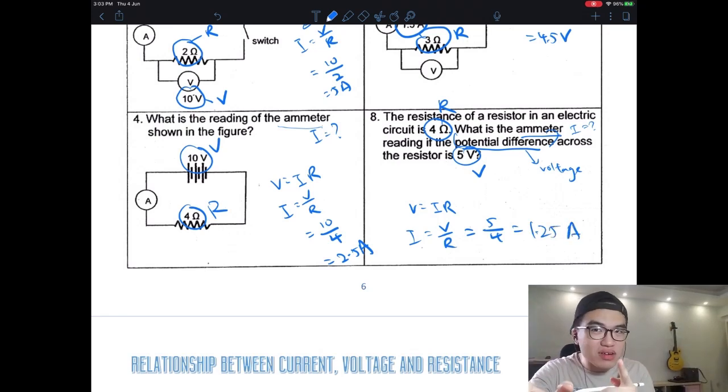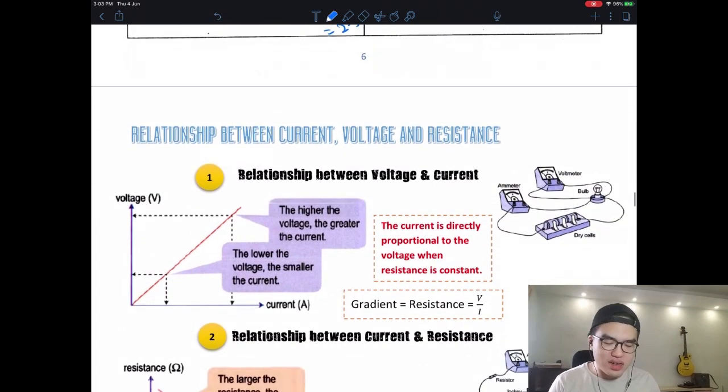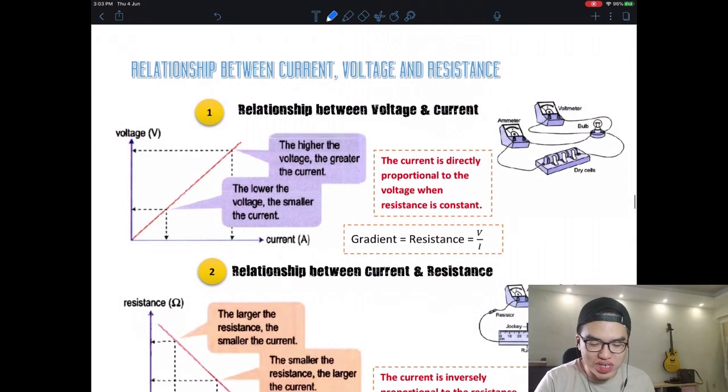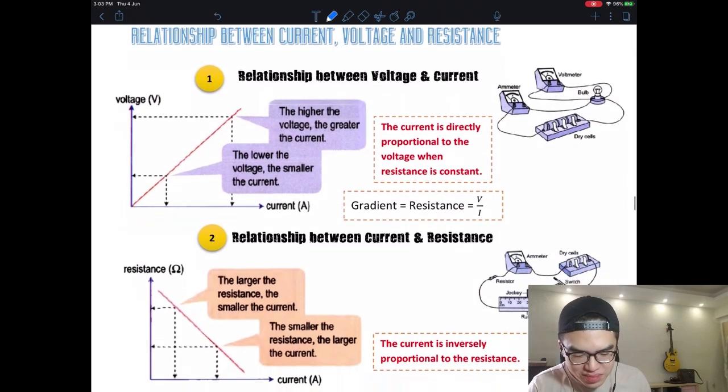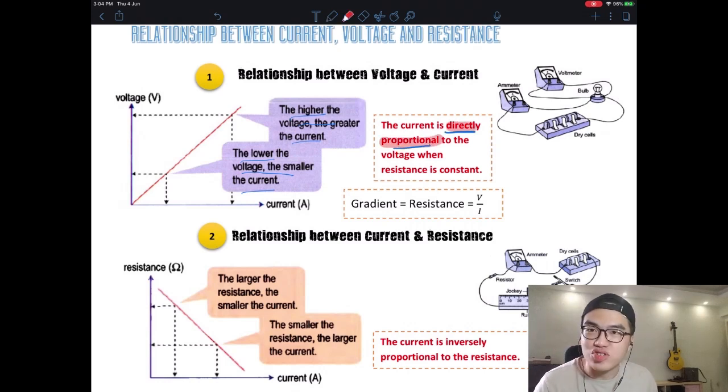That's all. So let's look at the relationship between current, voltage, and resistance. This is the graph I drew just now. Can you see, the lower the voltage, the smaller the current. The higher the voltage, the greater the current. You increase, I increase. You decrease, I decrease. This is the meaning of directly proportional. Please memorize this word: directly proportional.